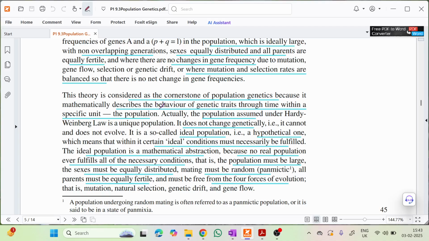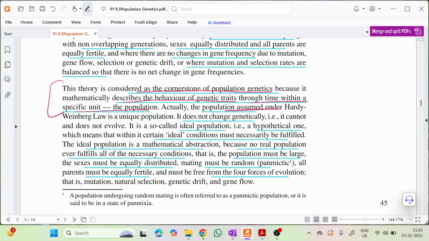Then proceeding on to the next paragraph, this theory is considered as the cornerstone of population genetics because it mathematically describes the behavior of genetic traits through time within a specific unit of the population. Actually, the population assumed under Hardy-Weinberg law is a unique population, and not only unique but a hypothetical population. कि जो conditions हैं which have been mentioned here, those are not present, those are utopian and hypothetical. ऐसा नहीं होता है कि all parents are equally fertile, genetic composition भी similar हो.